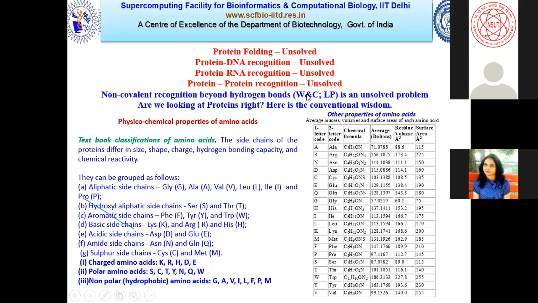This is also hydrogen bonding. Now, beyond hydrogen bonds, have we solved anything in recognition related to biomolecules? We have a lot of proposals, but no, probably not. We have not solved it. Textbook classifications: textbooks are classifying these 20 amino acids in so many different ways: aliphatic, hydroxyl, aromatic, basic, acidic, amide, sulfur, charged. I don't understand why they are classifying in so many different ways, but they are doing it, right? And the question that I'm asking is, do we understand the amino acids properly? Is there a problem figuring out the proteins?